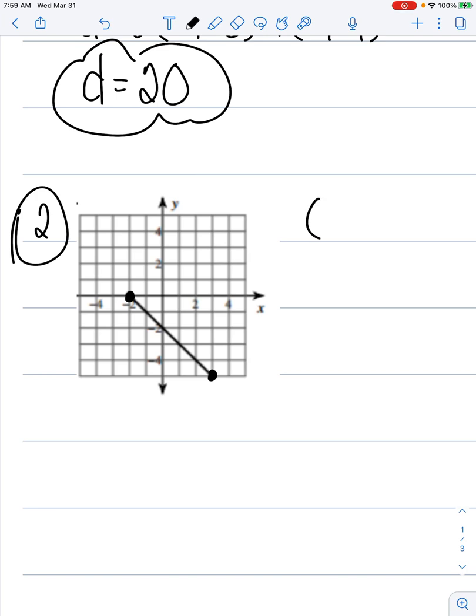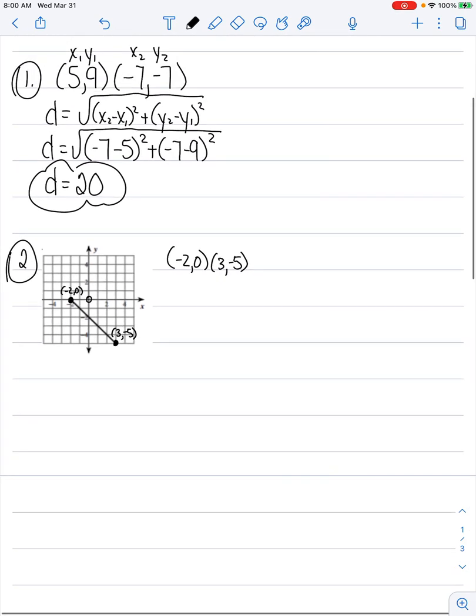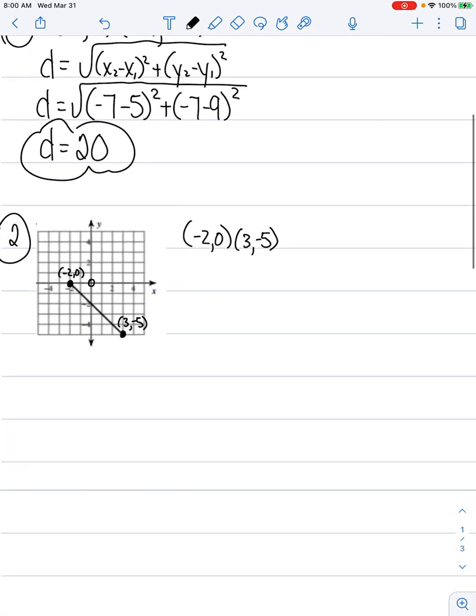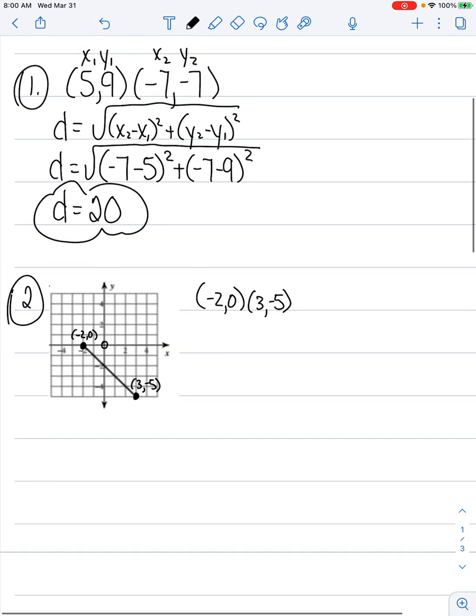So the first point we come to is -2,0. In your notes, I just want you to put -2,0 above that point. That way you'll know that you have to read the points first. Our second point, remember, when we're reading, we always start at the origin. We go to the right 3 and down 5. Right 3, down 5 is 3,-5. So now that I have read my points, I use the same process I used in number 1.